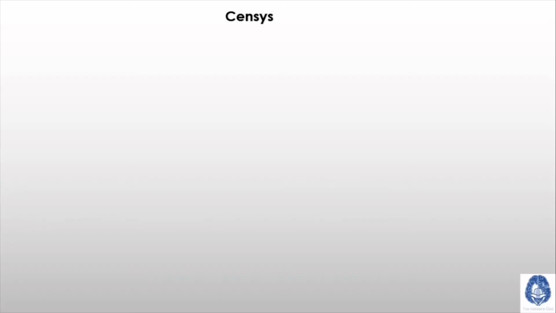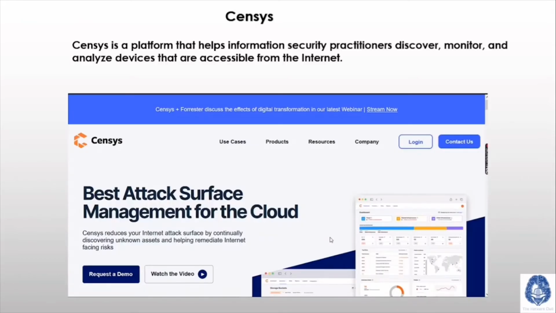The next passive tool we are learning is Censys. Censys is a platform that helps information security researchers and practitioners discover, monitor and analyze devices that are accessible to the internet. This is the same as Shodan. Here also you gather most of the information like IP addresses and domains, and how many domains there are. We'll check practically how we can search for basic information for reconnaissance.